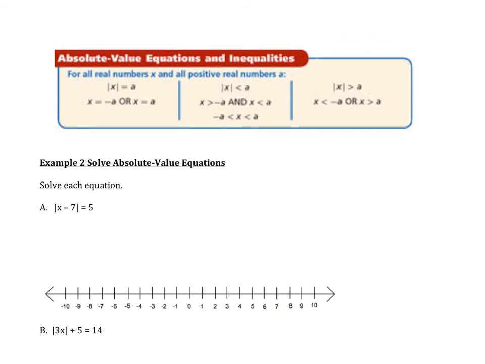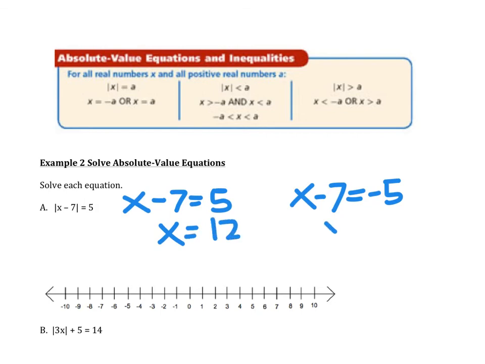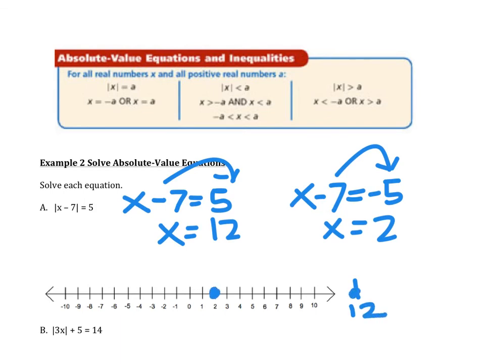Okay, we set up two equations, because again, what's inside the absolute value symbol can be either positive or negative. So my two equations for an absolute value would be that x minus 7 equals the positive, or x minus 7 equals the negative. So this is x equals 12, or x equals 2 by adding 7 to both sides. Again, an equation equals points on the number line.